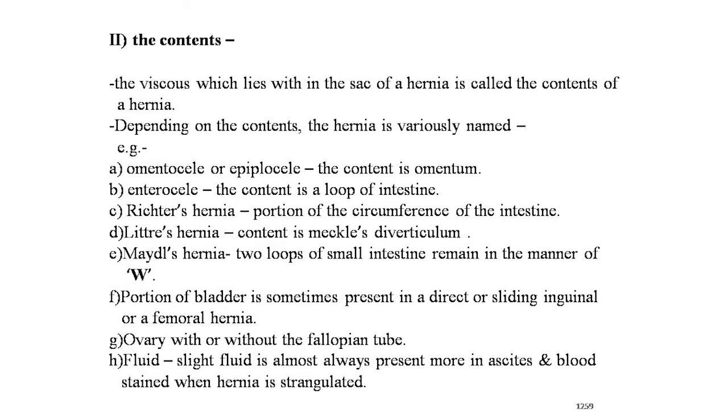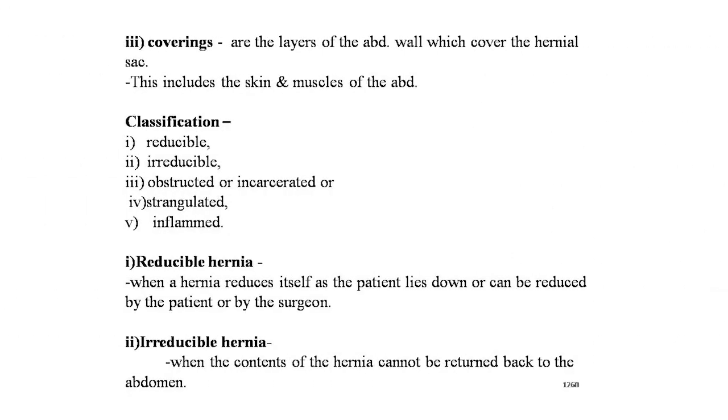Portion of the bladder is sometimes present in the direct or sliding inguinal hernia or femoral hernia. Ovary without fallopian tube. Fluid, slight fluid is almost always present, more in ascites, and blood-stained when the hernia is strangulated. Now the third point is the coverings. Coverings of the hernia or sac are the layers of the abdominal wall which cover the hernial sac.